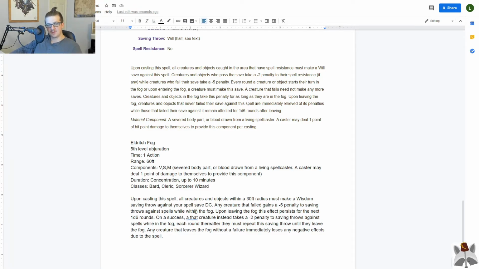wisdom saving throw against your spell save DC. Any creature that failed gains a -5 penalty to saving throws against spells while within the fog. Upon leaving the fog, this effect persists for the next 1d6 rounds. On a success, that creature instead gains a -2 penalty to saving throws against spells while in the fog. Each round thereafter, they must repeat the saving throw until they leave the fog. Any creature that leaves the fog without a failure immediately loses any negative effects due to the spell.